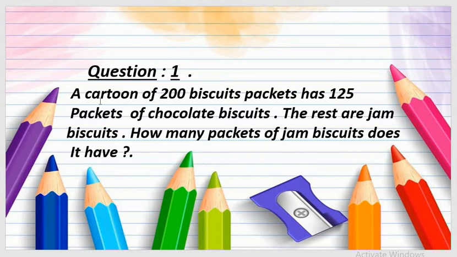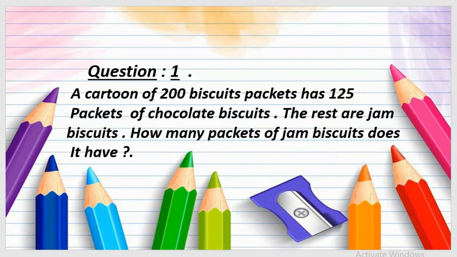So let's check here. A carton of 200 biscuits. What is a box of 200 biscuit packets has 125 of chocolate biscuits. So 200 minus 125 is the chocolate biscuits, and the rest, so 200 minus 125, the left-over biscuits are all jam biscuits. So here we have all the information, so we can easily solve this question. The question is: how many packets of jam biscuits does it have?